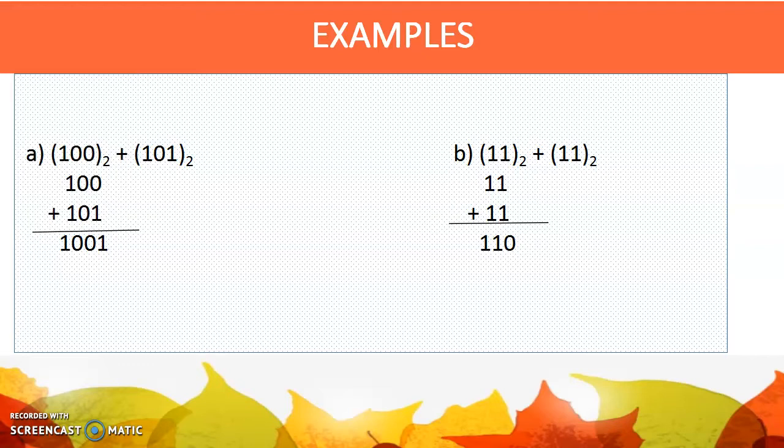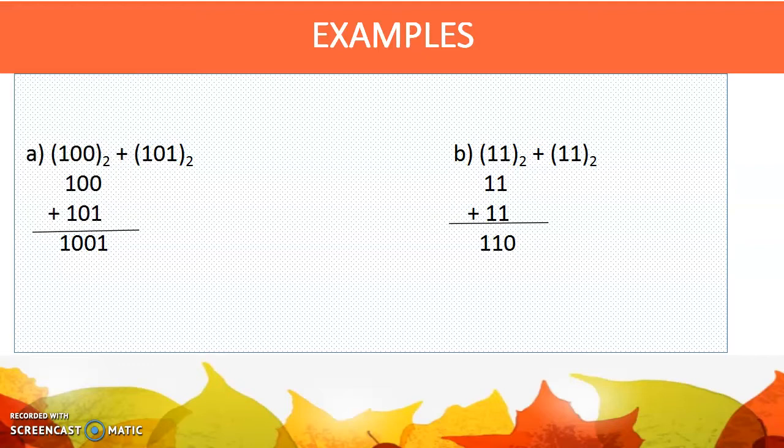Similarly, the next question is 11 to the base 2 plus 11 to the base 2. We will write it as it is, and we will start at 1 plus 1. So 1 plus 1 is 0. 0 is written here and 1 is carried forward to the next digit. Again 1 plus 1 plus 1 we have here. So 1 plus 1 plus 1 is 1 and 1 is carried forward. Since there is no digit, we will write 1 as it is. So the result is 110 to the base 2.